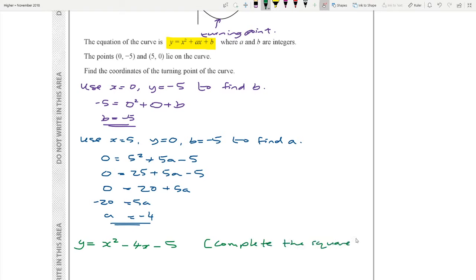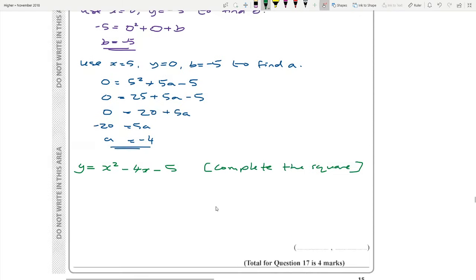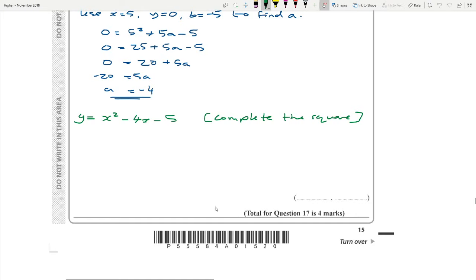Okay, at this point now we're just going to complete the square to find the turning point of this graph. So in order to complete the square, remember, just half the coefficient of x, so we get x minus 2 squared minus 5. But when we expand this bracket, you'll get a positive 4, which you don't want because 2 squared is 4, so you want to subtract that 4. So therefore y equals x minus 2 squared minus 5 minus 4, which is minus 9.